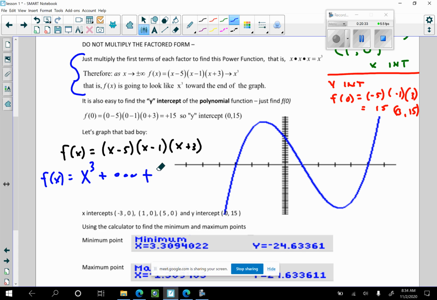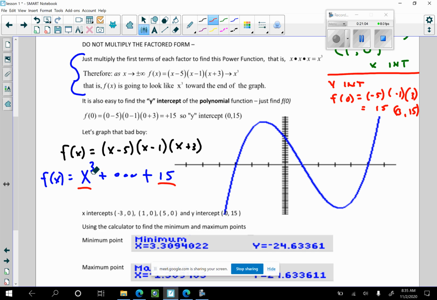If I were going to multiply that out, what would be the last term? The last term would be 15, negative 5 times negative 1 times 3. So that's that polynomial multiplied. Well, not really. It's that polynomial, not really multiplied out. But we're looking at the first term and the last term because those are the only terms we need to look at to graph. And now I'm going to ask myself a question.